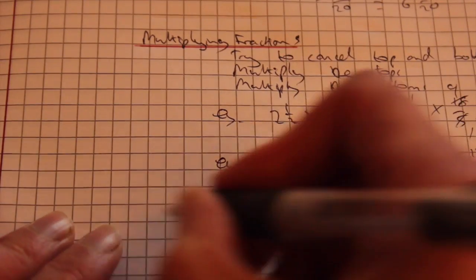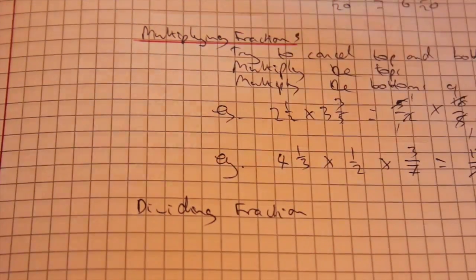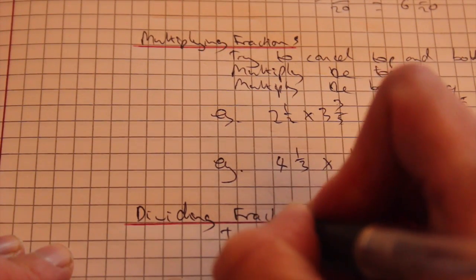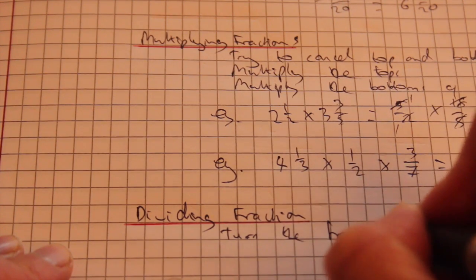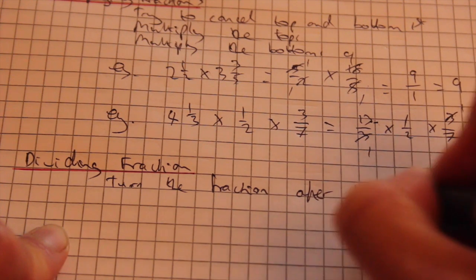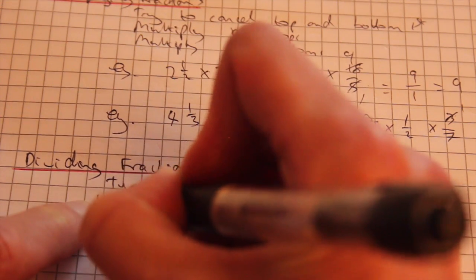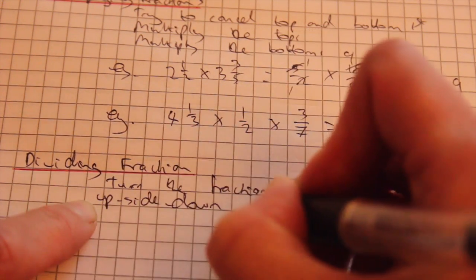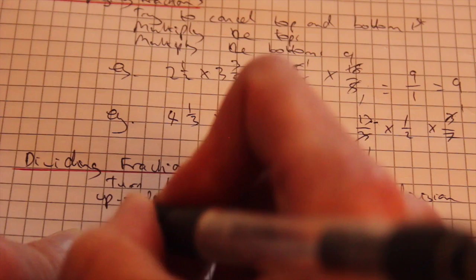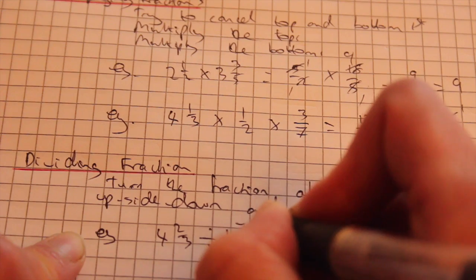The next one I'm going to look at is dividing fractions. Now, to divide fractions, you turn the one after the division sign upside down. So turn the fraction after the division sign upside down, and multiply. Okay, so we'll see what that looks like. Let's have a wee go at this one. 4 2/3 divided by 1 7/9.